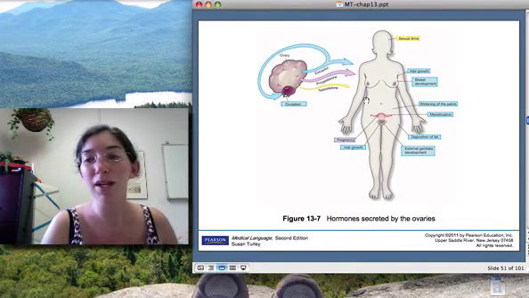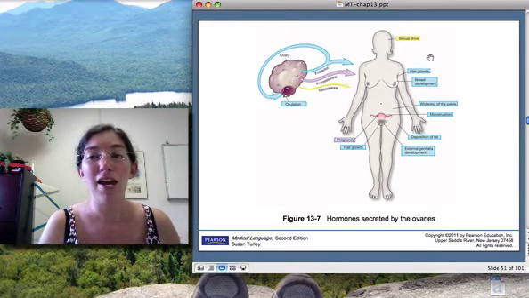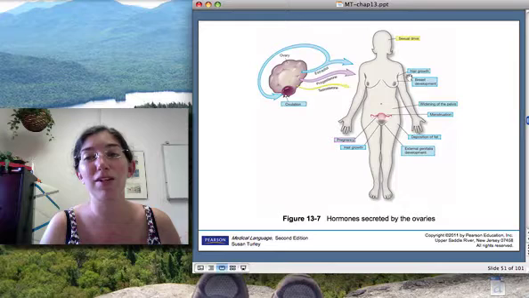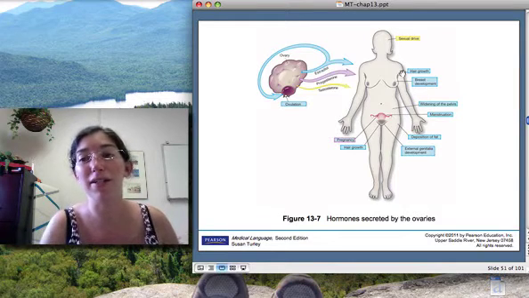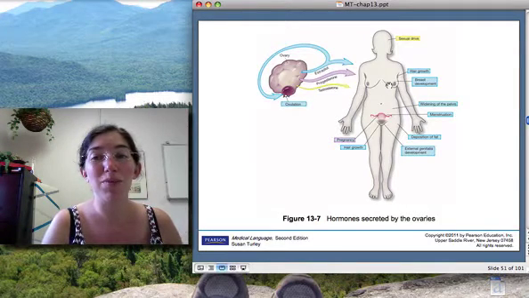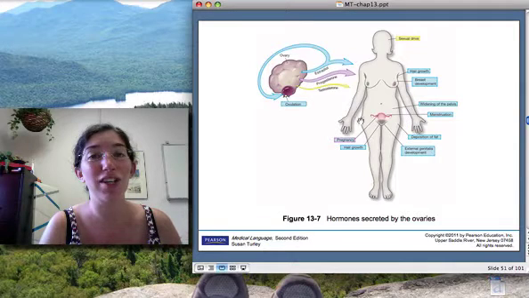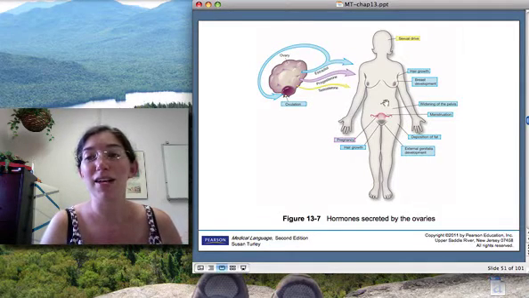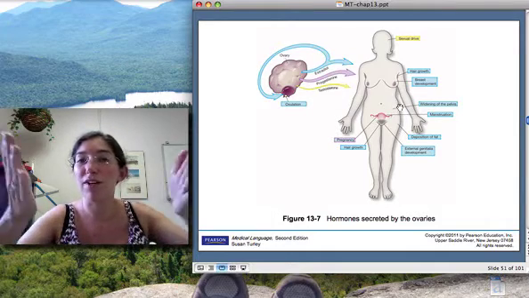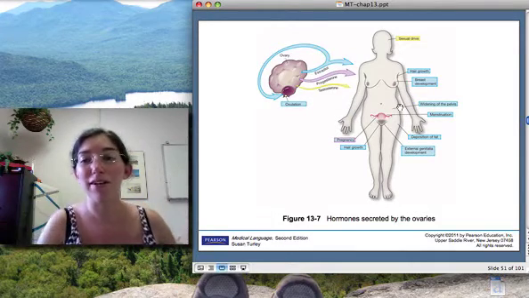So the estrogen causes hair growth in certain areas in the pubic region and the axillary region, the armpits. Breast development. Stimulates ovulation and menstruation. Stimulates a widening of the pelvis, of the hips, so then you get a narrower waist and wider hips.